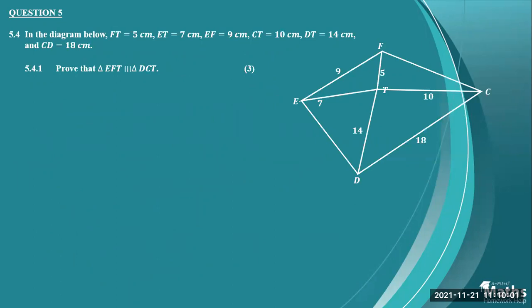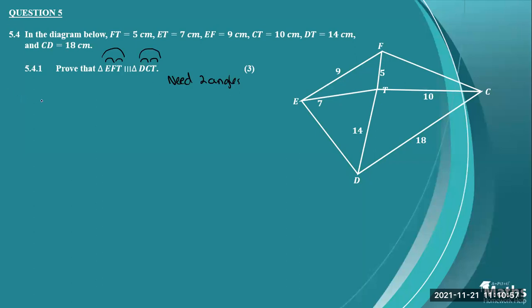Now we're going to do a little bit of similarity. So they give us all these lengths. They say in this diagram below, FT is equal to 5 centimeters, etc. And they say prove the triangle EFT is similar to triangle DCT. Now, normally with similarity, you need two angles. But do we have any angles here? No, we don't. So what we are going to do now is work with the sides that would be in proportion. We work with this as if it's similar.